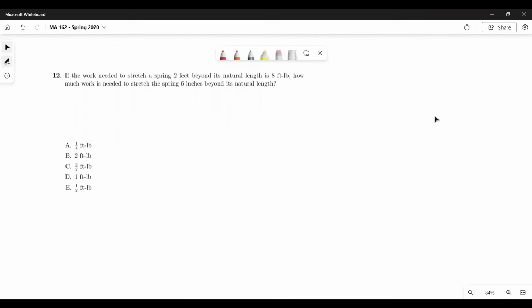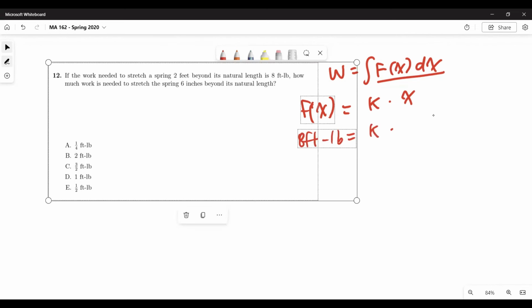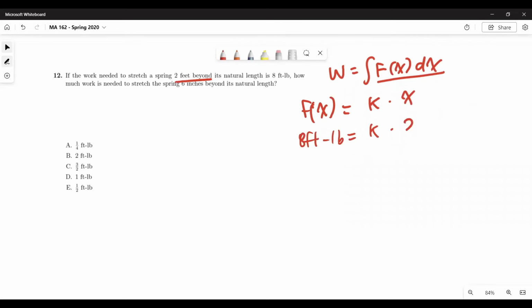Okay, so this question asks to find the work needed to stretch the spring 6 inches beyond its natural length. It says, if the work needed to stretch a spring 2 feet beyond its natural length is 8 foot-pounds. When you want to find the work, you have to first find the force function, f(x). The force function is some constant k times the length which it is stretched by. Work is given as 8 foot-pounds, and we don't know k. And it is needed to stretch a spring 2 feet beyond, so x is 2, which gives k as 4.